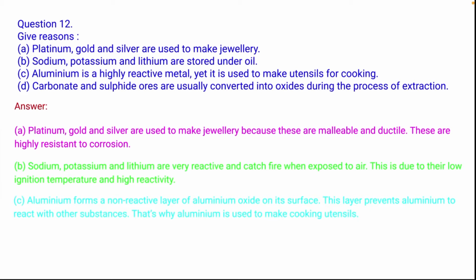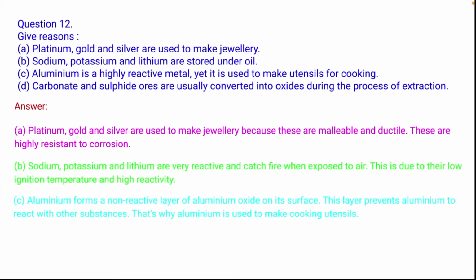So children, what is the reason behind aluminium? Even though it is a highly reactive metal, still it is used to make utensils for cooking, because aluminium forms a non-reactive layer of aluminium oxide on its surface. This layer prevents aluminium from reacting with other substances.